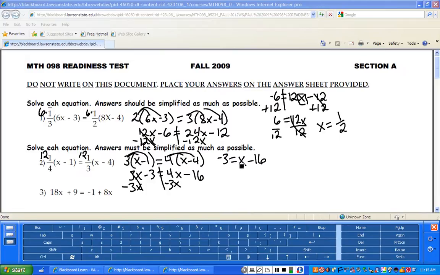Now to get x by itself, add 16 to both sides, and I end up with negative 3 plus 16, which is 13. Okay, so x equals 13. There's your answer. 13 equals x, or x equals 13. So there's your answer for problem number 2.